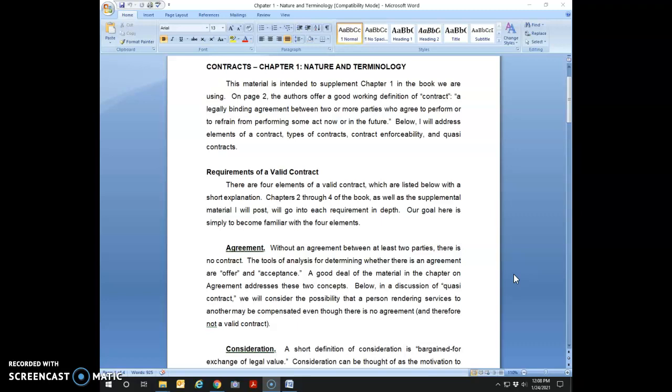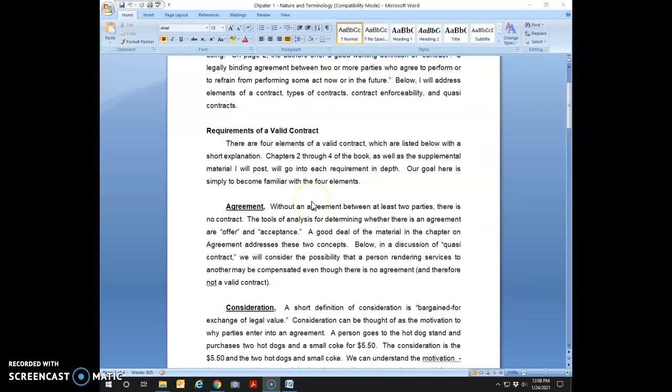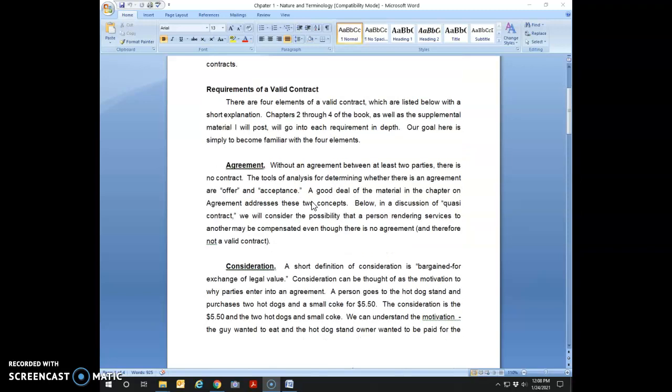So you begin with nature and terminology. And I like the general definition of a contract as a legally binding agreement between two or more parties who agree to perform or to refrain from performing, meaning we won't perform some act now or in the future. So the question that's kind of begged, though, is what constitutes a valid contract, and we're going to spend a lot of time in the course examining the requirements of a valid contract, but we can certainly identify them in a general way right now.